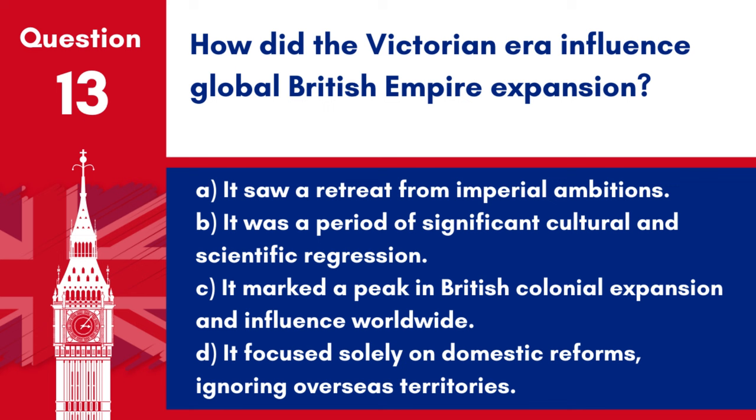Question 13. How did the Victorian era influence global British Empire expansion? A. It saw a retreat from imperial ambitions. B. It was a period of significant cultural and scientific regression. C. It marked a peak in British colonial expansion and influence worldwide. D. It focused solely on domestic reforms, ignoring overseas territories.